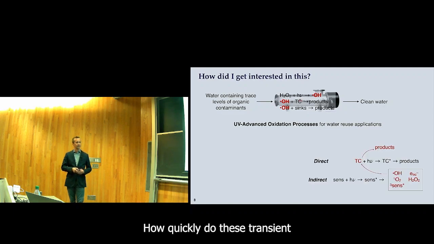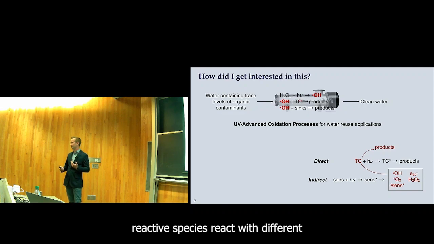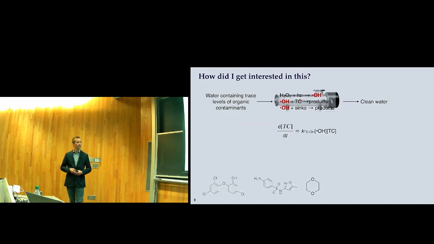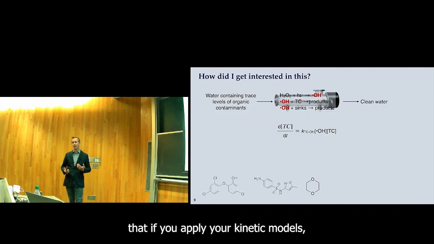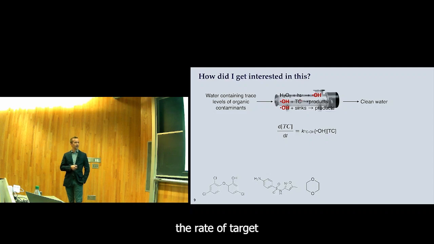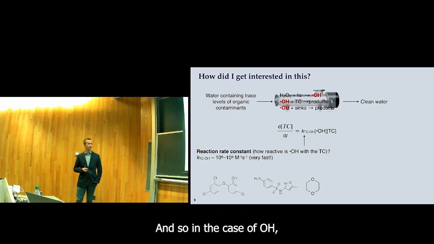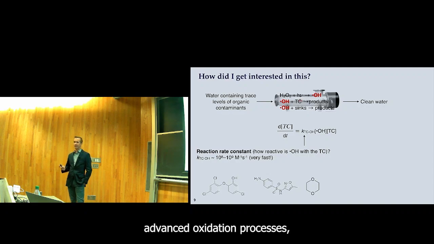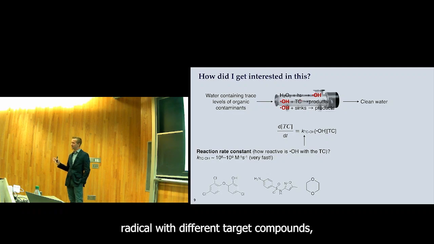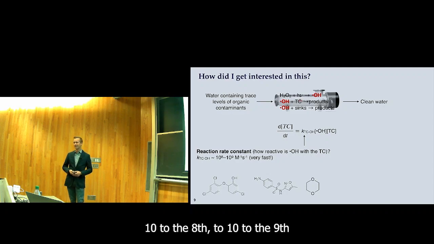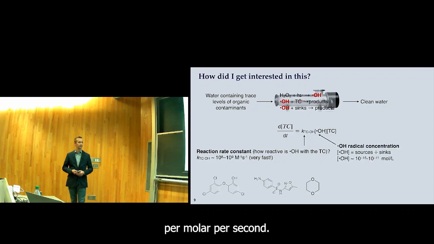How quickly do these transient reactive species react with different target compounds? The reason for this is that if you apply your kinetic models, the rate of target compound degradation in that system is a function of really 2 things. First, this reaction rate constant. In the case of OH, which is relevant for these UV advanced oxidation processes, we want to know what is this bimolecular rate constant for reaction of the hydroxyl radical with different target compounds. These tend to be very fast, 10 to the 8th to 10 to the 9 per molar per second. The other term is this OH radical concentration.